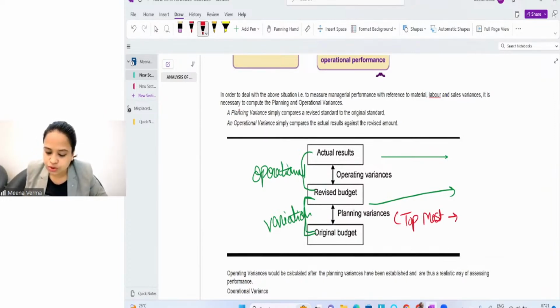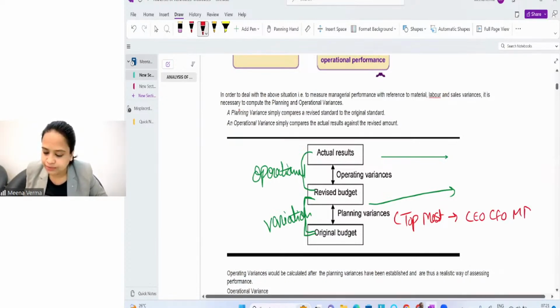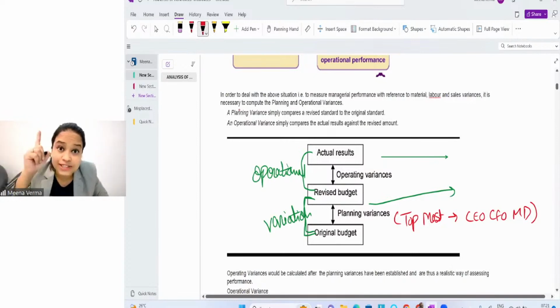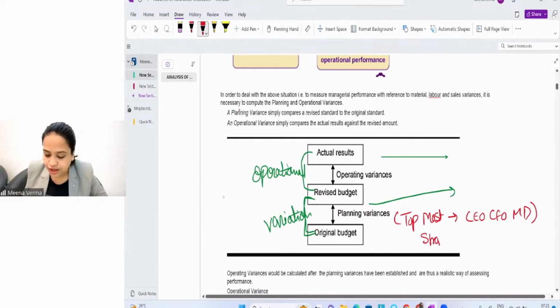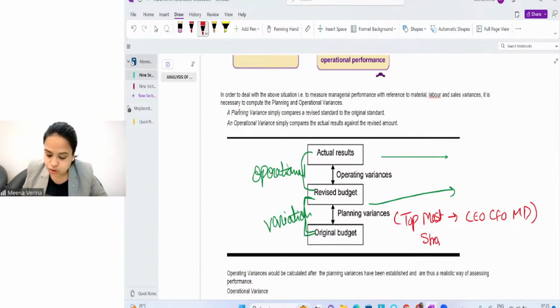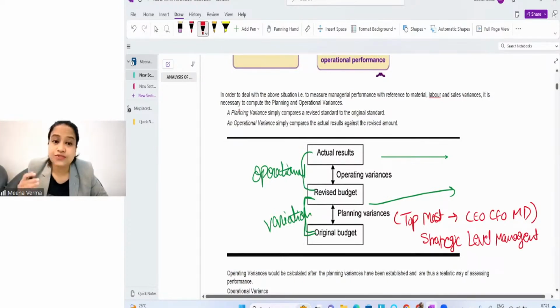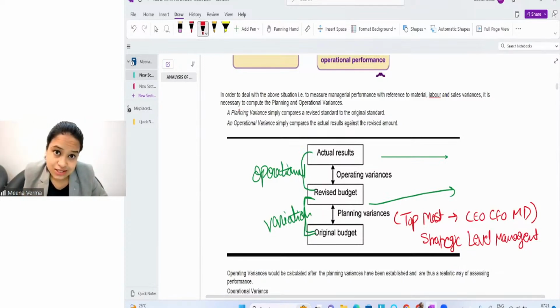So who is the topmost level management? CEO, CFO, or MD? The top level, strategic level management. We also call it strategic, where these people make the strategy of the company. So the strategic level management is responsible for these variations.